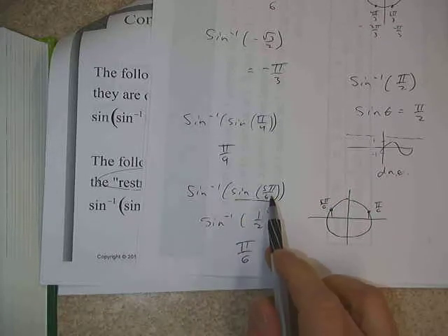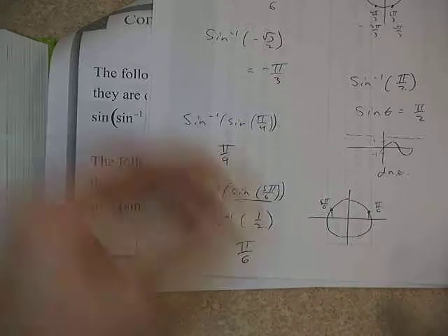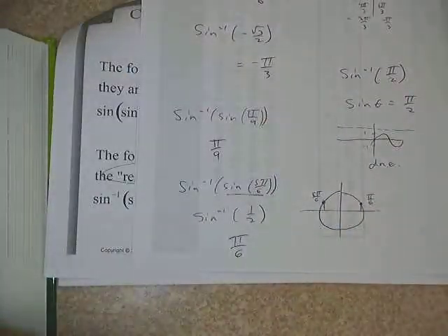It's pi over 6. So this would be an example of, and we use that table that we just looked at, where the answer is not just the argument. Because if you put the argument as the answer, that's not going to be right because it's not in the range. It's got to be in the range in order to be right.